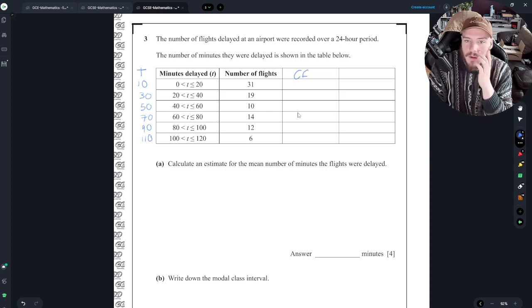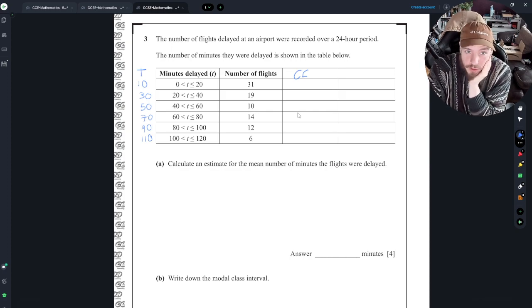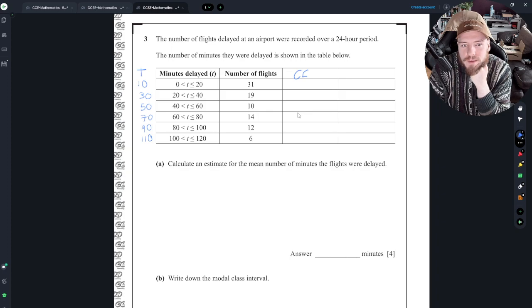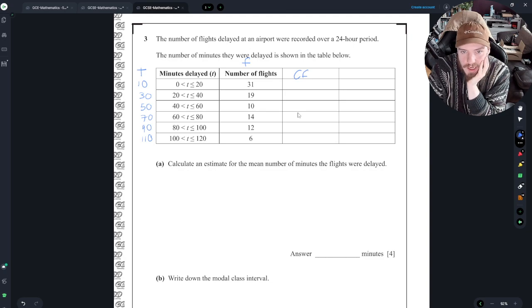So let's read the question. I haven't even read the question yet, and I'm preemptively solving it. The number of flights delayed at an airport were recorded over a 24-hour period. The number of minutes they were delayed is shown in the table below. Number of flights is just our frequency. Think about how many goals someone scored, that'll be the frequency of goals they scored. Number of flights is just the frequency of flights.